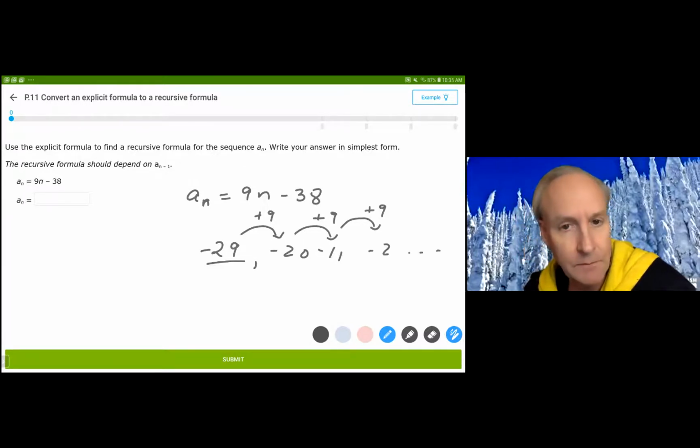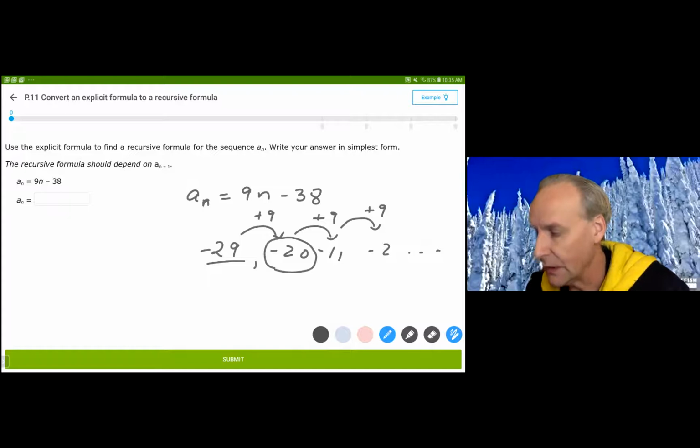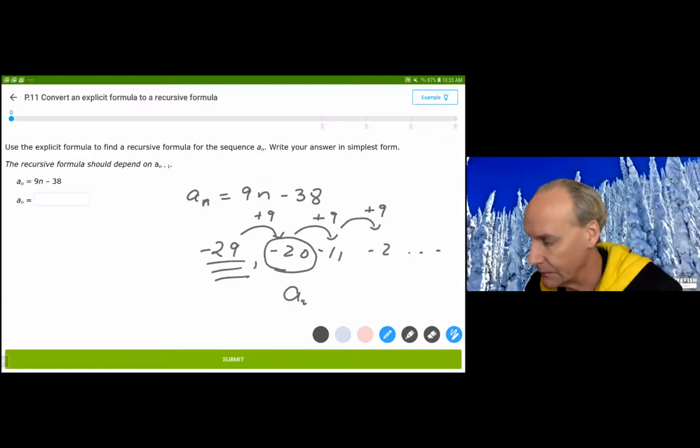And then I'm going to go up 9 again, and I'm going to be at negative 2, and so on. Now, the important part is that in order to get to any term, if you know the term from before, all you have to do is add 9 to that. So this term is called A2. And if I know what A1 is, all I have to do is take A1 plus 9, and I get the next term, which is A2.